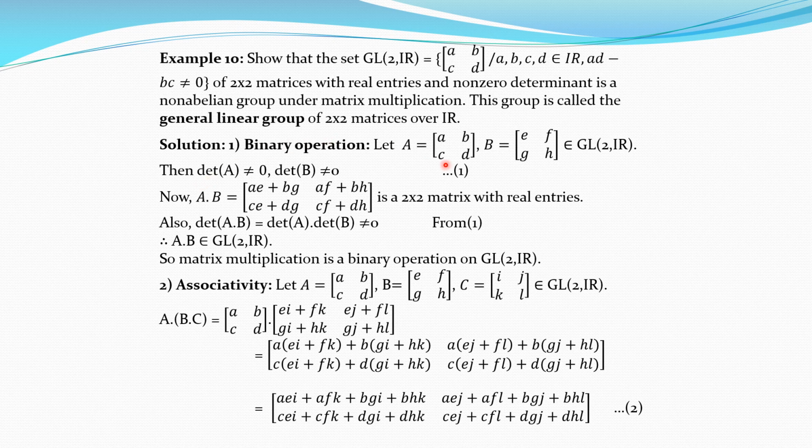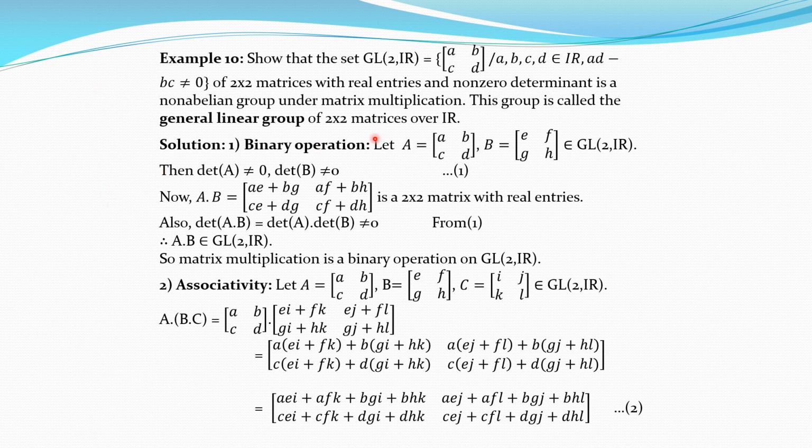We consider two elements from GL2R, which are A and B. Both are 2 by 2 matrices with real entries. For the first matrix, AD minus BC is non-zero, and for the second, EH minus GF is not equal to 0. In other words, determinant A is non-zero, determinant B is non-zero. Now to show that their multiplication is an element of GL2R, we have to show that A multiplied by B is a 2 by 2 matrix with real entries and determinant is not equal to 0.